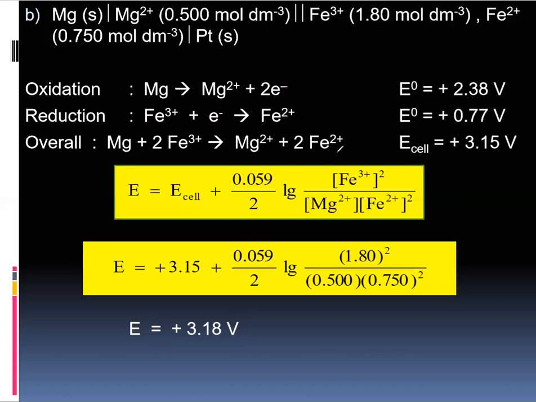I believe that is very clear. Of course, the same thing applies to get your E cell. You sum up these 2. If I sum them up, I'm going to have 3.15 volts.